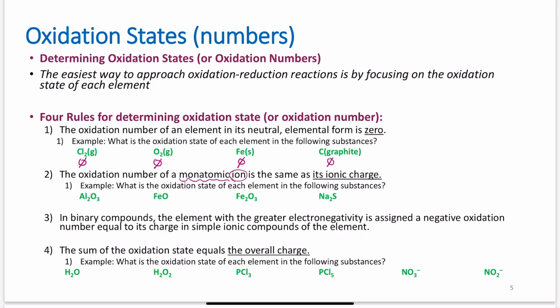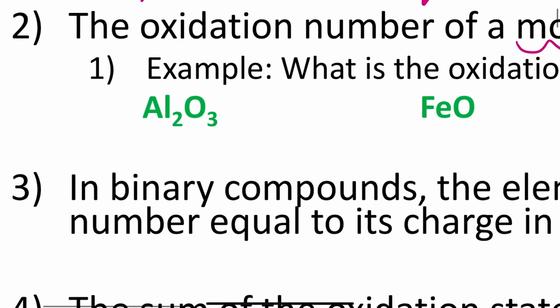It matches the charge of the ion. So if I look, I'm going to zoom in here. If I look at Al2O3, it's kind of like splitting this back up to think about naming, okay? We know that aluminum always has a +3 charge. The oxygen here will have a -2 charge.